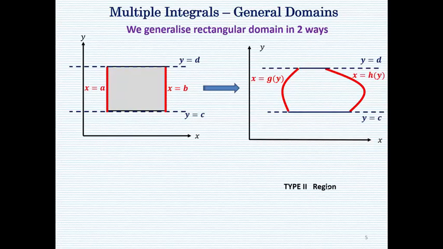Another way is to replace the vertical lines with curves. If you call them x equals g of y, x equals h of y, then this region will be bounded between 2 horizontal lines and between 2 curves, one lying entirely to the right of the other. Such a region is known as a type 2 region.